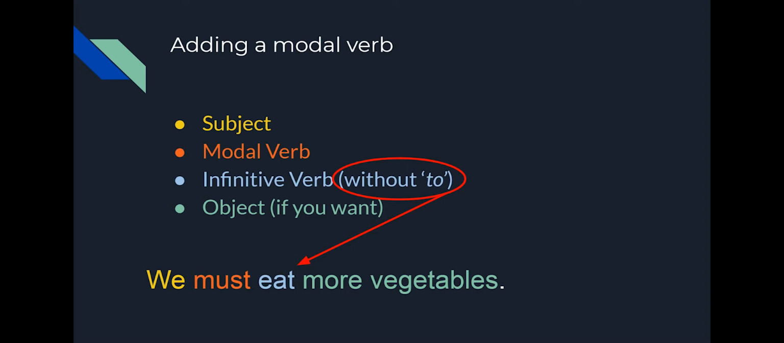He eats more vegetables. Great. But when we put in that modal verb, he must eat more vegetables. So the modal verb makes us go back to the base form of the verb. It breaks subject-verb agreement. Cool.